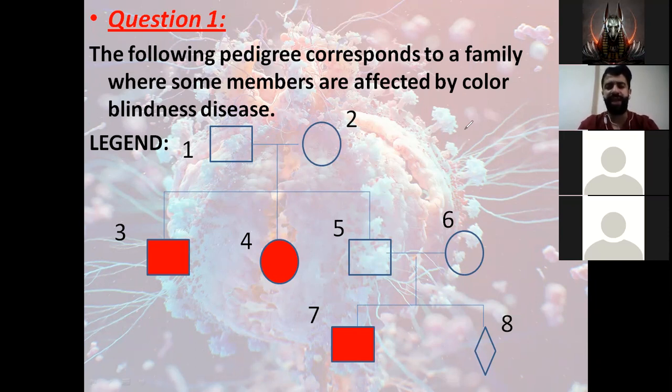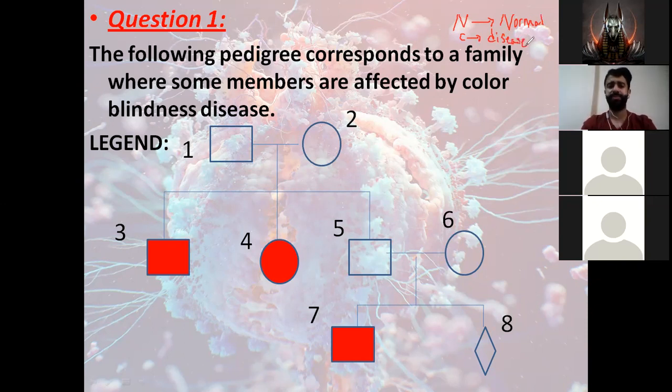So Yusuf gave us N capital for the normal since it's dominant. So normal will be N capital, and for the recessive, color blindness disease, he gave us C small. So here we gave the symbols.